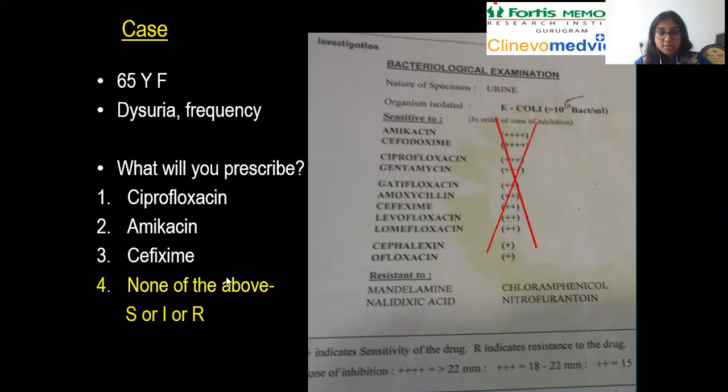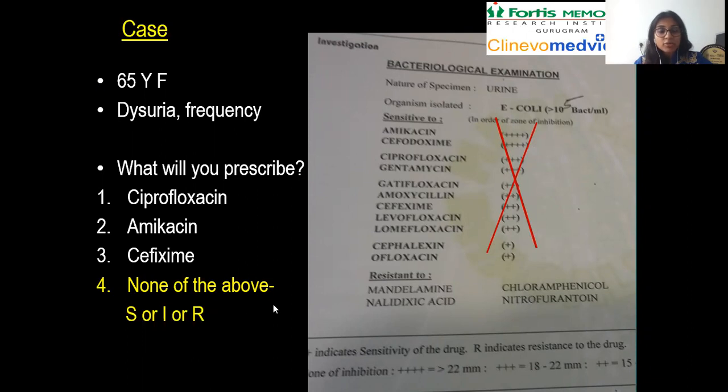Why? This is because this is not the way the antibiotic or the antibiogram should be reported. Dr. Camila Rodriguez actually says that if you see a report like this, we need to change our microbiology lab.